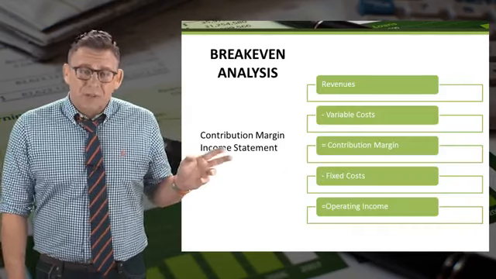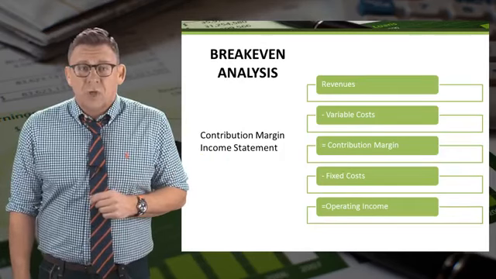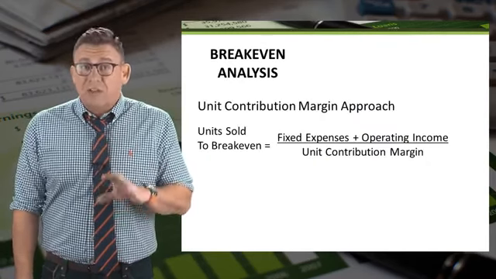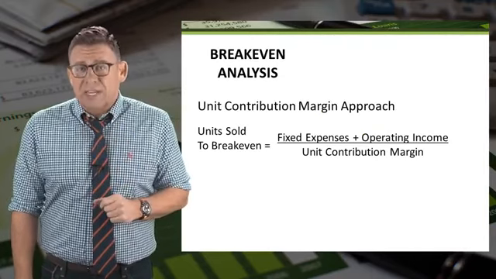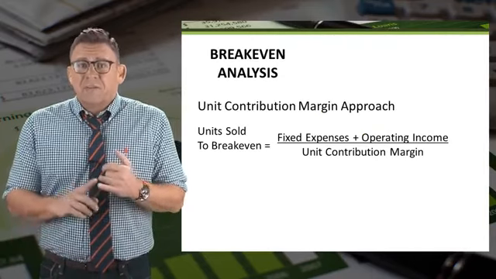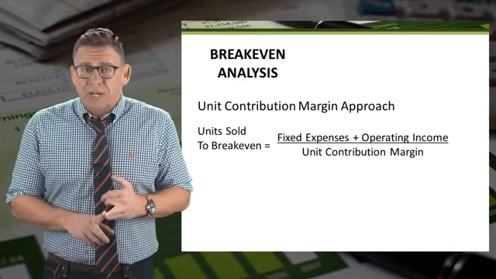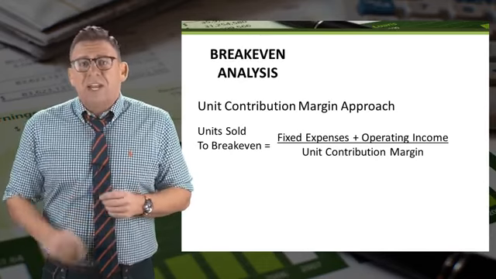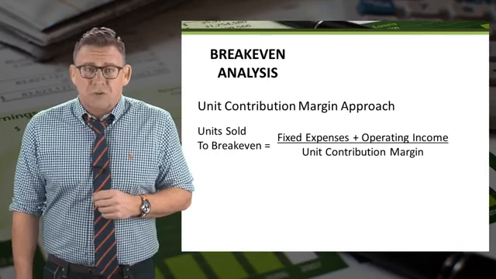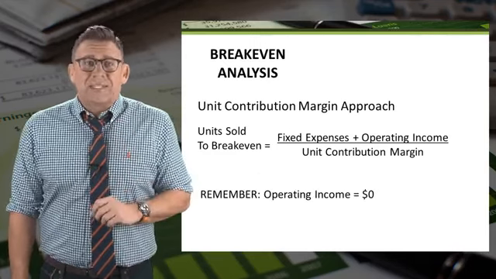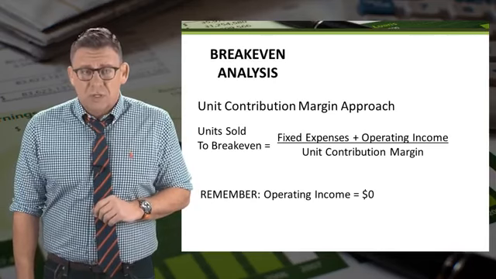Here is an example of the contribution margin income statement. The shortcut formula you'll want to remember to calculate the units sold to break even is fixed costs plus target operating income divided by unit contribution margin. Remember that to break even means that operating income is zero.